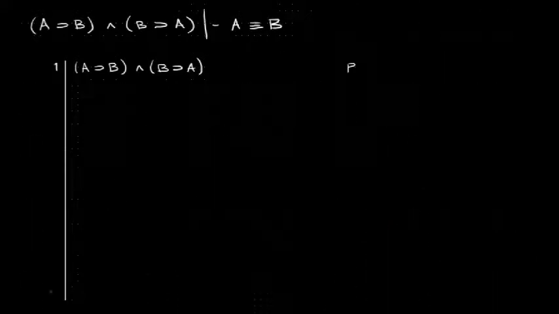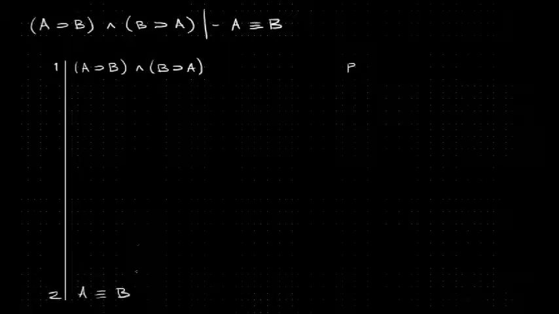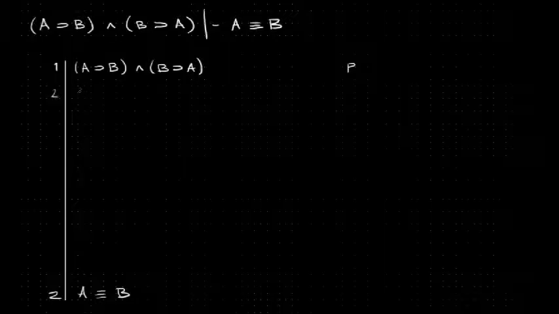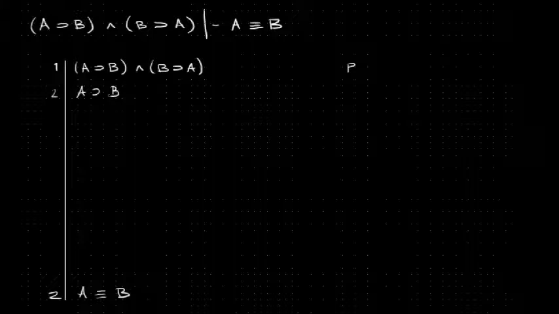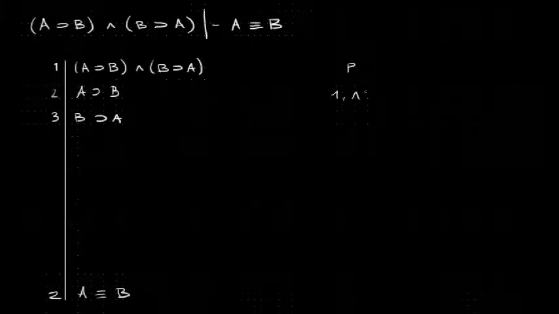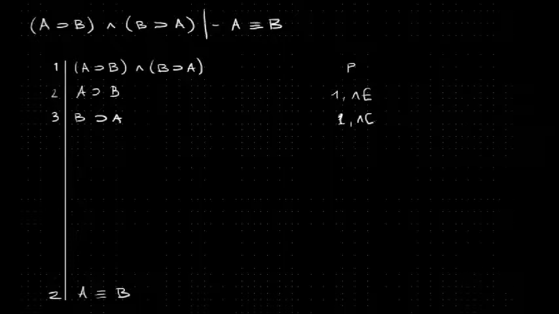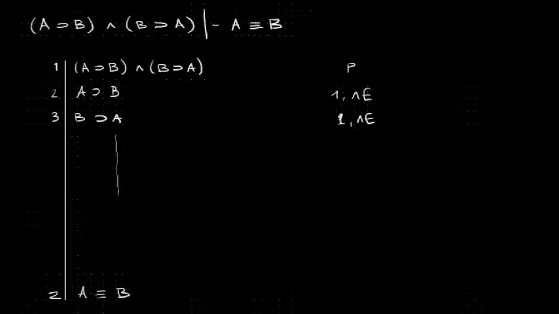So in order to get to our conclusion of A, if and only if B, we're going to need two subproofs, one that goes from A to B and one that goes from B to A. Now let's unpack our first premise a little bit first. So on line 2 we can have A then B, and on line 3 we can have B then A. In each case that's just going to be a conjunction elimination.